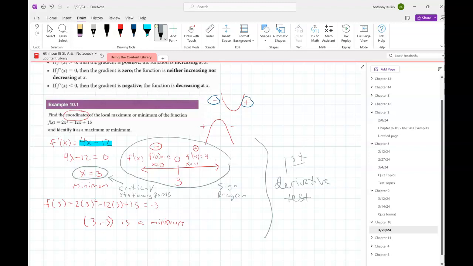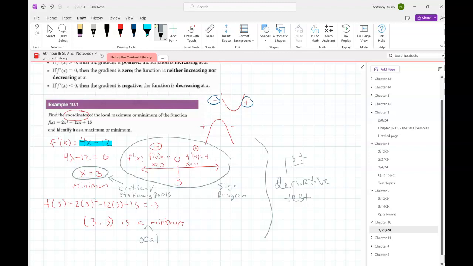And we said that 3, negative 3 is a minimum. We should be a little bit more specific here. What kind of minimum is it? Local or global? In general, from the first derivative test, all we can say is that it's local. We can't say that it's an absolute without more analysis.